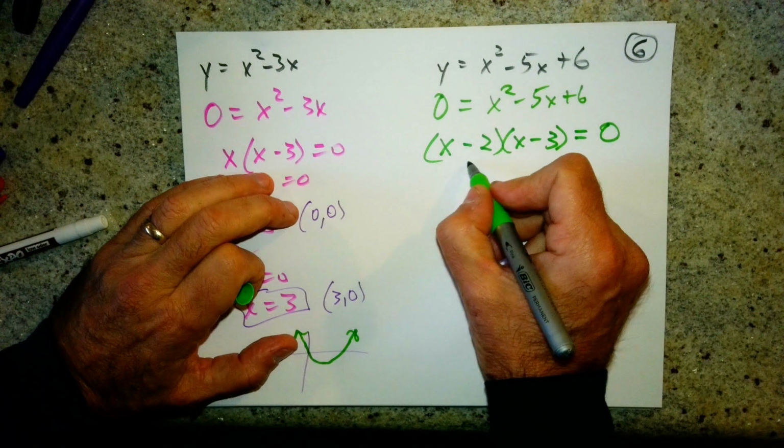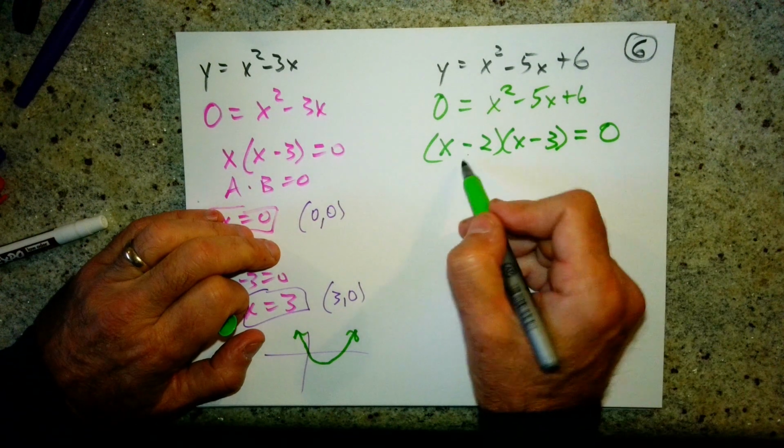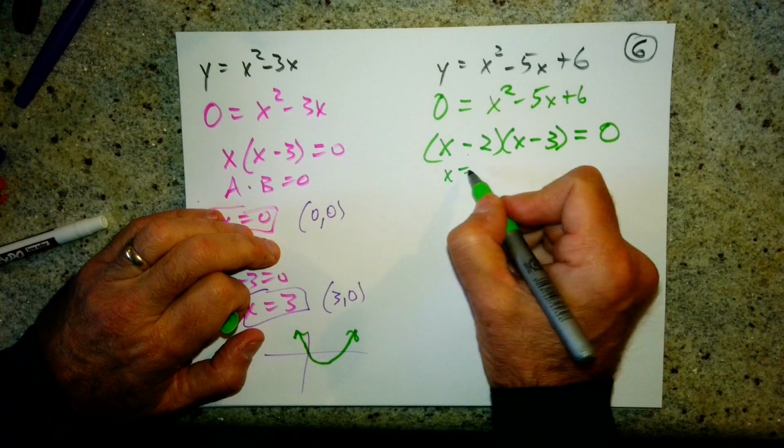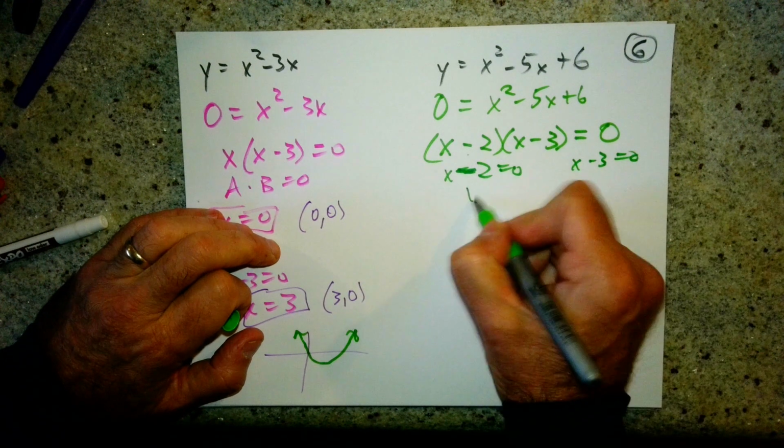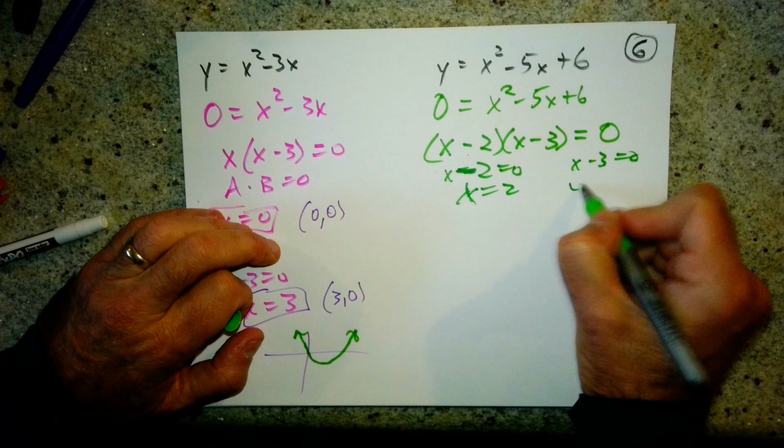All right, and that's of the form again, a times b equals 0. So this is 0 or that is 0. X minus 2 equals 0. X minus 3 equals 0. I get x equals 2 and x equals 3.